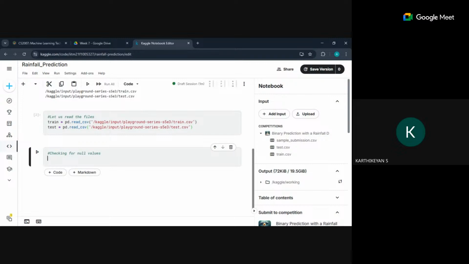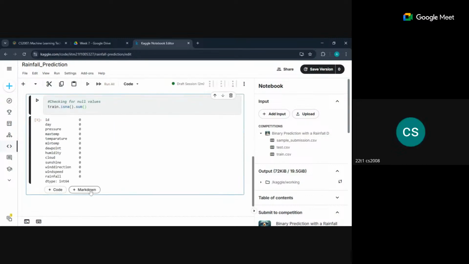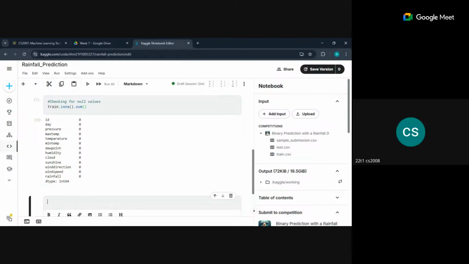Let's work on the training data. train.isnull().any(), and what else should I do? .sum(). So what is my finding here? There is no null value. No null values. Okay, there are no missing values in this data set.